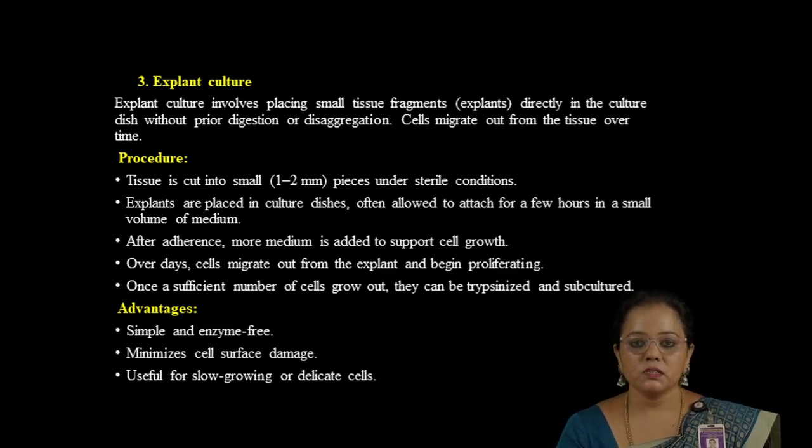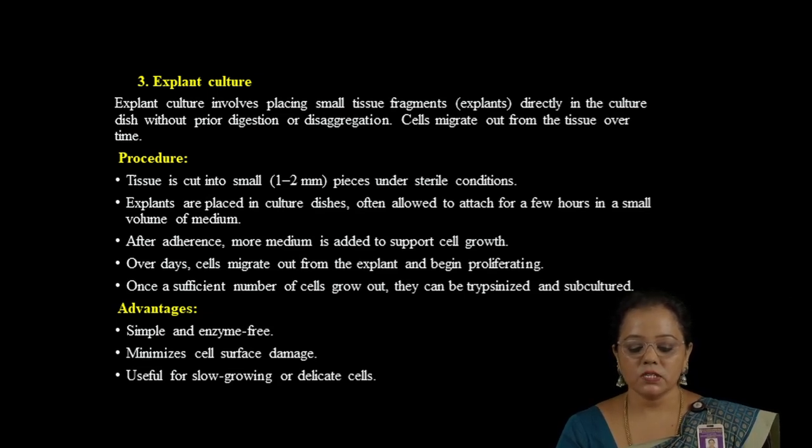So coming to the procedure, a tissue is cut into small pieces under sterile conditions, and then the explants are placed in culture dishes and allowed to attach for a few hours in a small volume of medium. After adherence, more medium is added to support the cell growth. Over days, it may take some 1 week or 10 days, cells will migrate out from the explant and begin proliferating. Once a sufficient number of cells grow out, they can be trypsinized and subcultured.